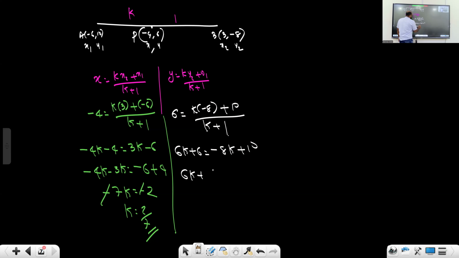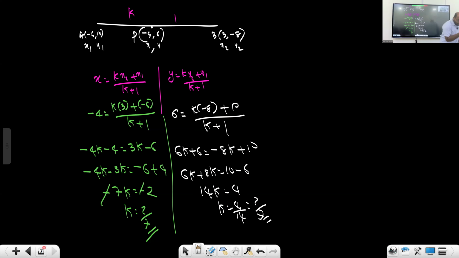6K plus 8K equal to 10 minus 6. 14K equal to 4. K equal to 4 by 14. What is 4 by 14? 2 by 7. Then conclusion, the ratio is 2 is to 7. Therefore, the ratio is 2 is to 7.